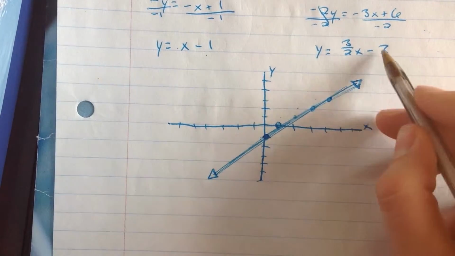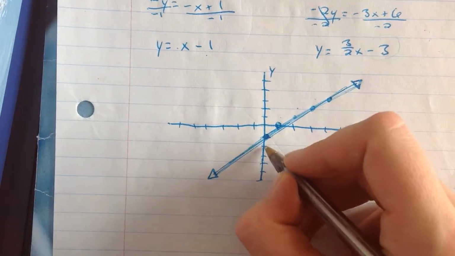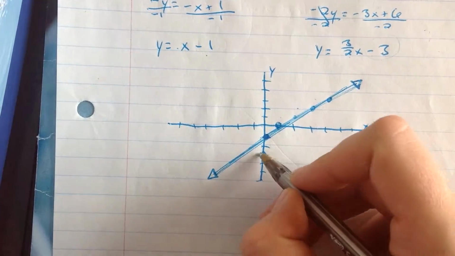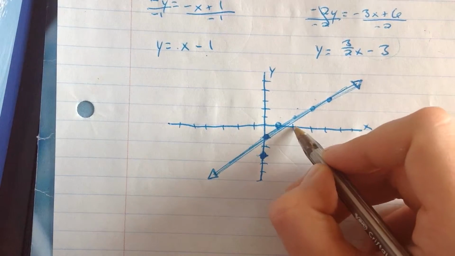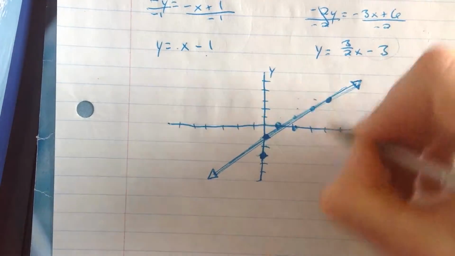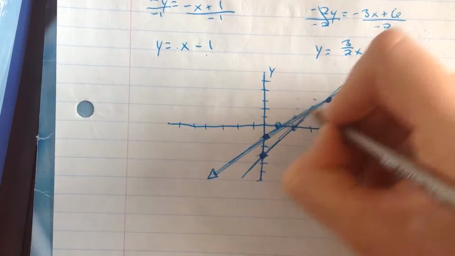Graphing this line, starting at negative 3, so 1, 2, 3, we're going to go up 3 over 2. So 1, 2, 3 over 2, 1, 2, 3 over 2. So notice how they both intersect at this point right here.